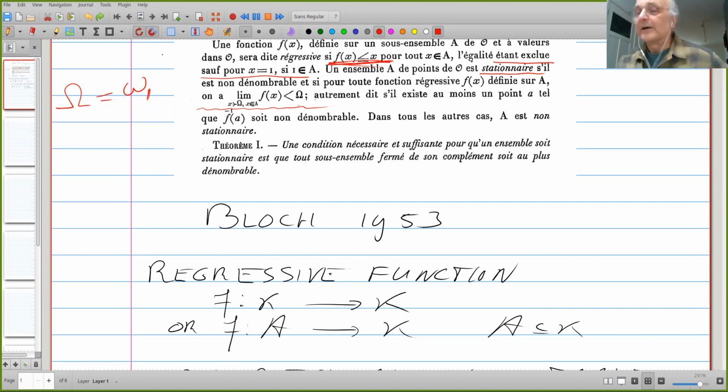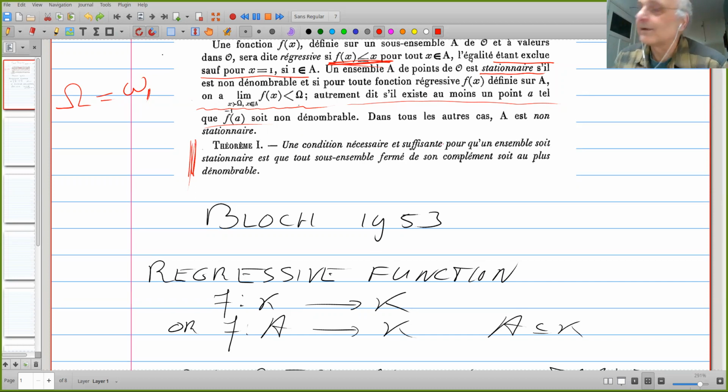And this whole limit affair, well, Bloch explains it in this next sentence. He says there is a point where the preimage is uncountable. So he says, I call a subset of omega 1 stationary if every, excuse me, regressive function is constant on an uncountable set. That is what stationary means for Bloch. Like I said, I'm not going to use that definition in the rest of today's lecture. I'm going to use Bloch's characterization.